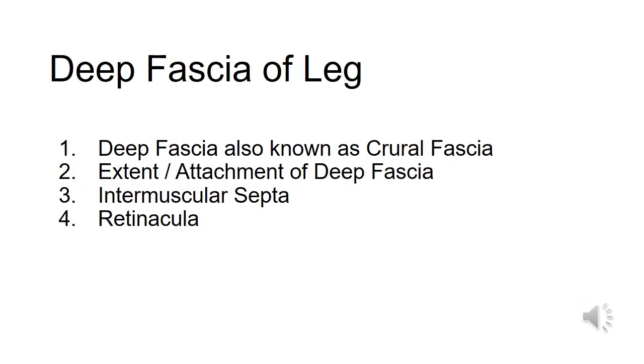Our first topic for today is deep fascia of leg. What is leg? Leg is basically that part of the lower limb that lies between the knee joint and the ankle joint. In medical language, we do not term the whole lower limb as leg. Leg is only that part of lower limb that lies between the knee joint and ankle joint. Okay. Now, deep fascia of the leg.